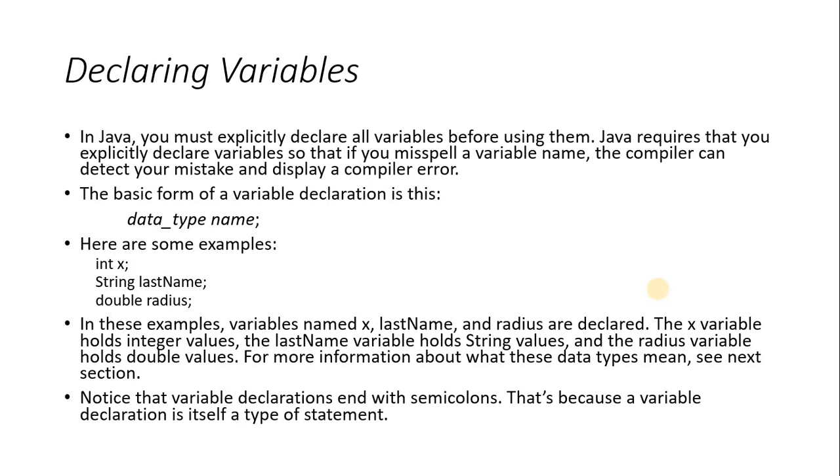So how are we going to declare the variable? Variables must be declared explicitly, so that the compiler can understand all the errors. When we declare variables, there may be errors, and all of these can be identified by the compiler. So we have to declare explicitly.